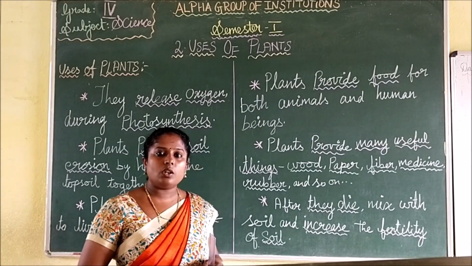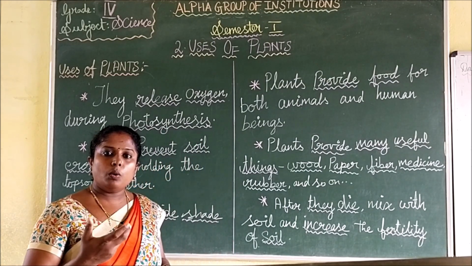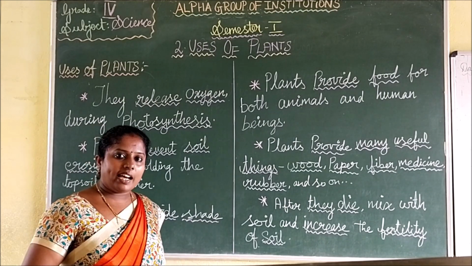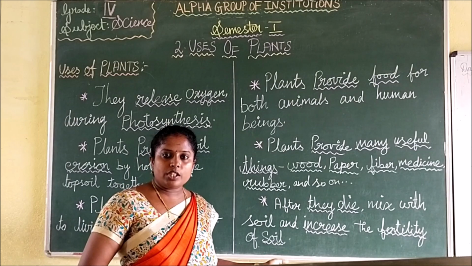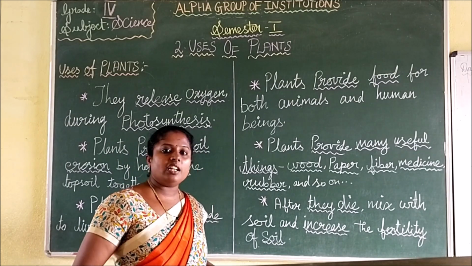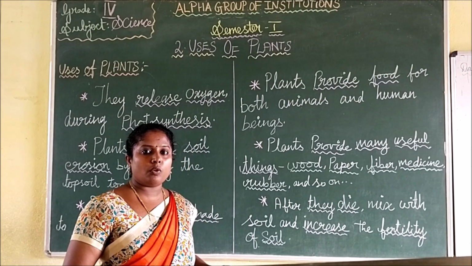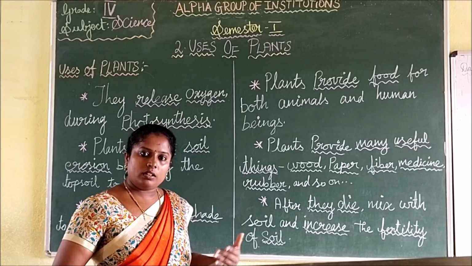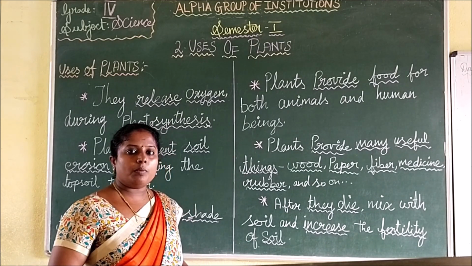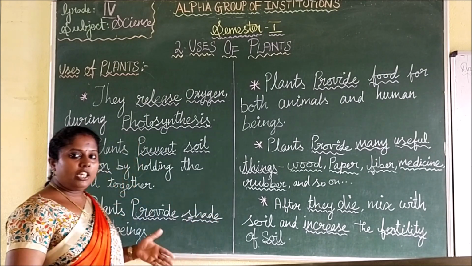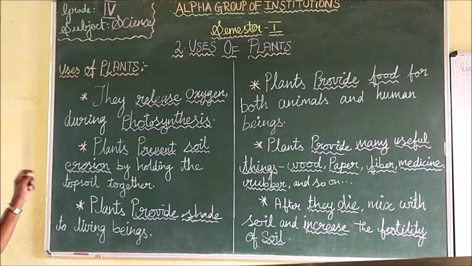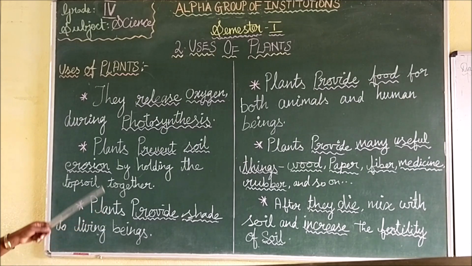If the soil is good, the plants will grow more, right? So even after it dies, it is useful as nutrients and increases the fertility of the soil. It will be helpful for the new plant which will come out from the soil, right? So these are the many useful things of plants, uses of plants, okay?